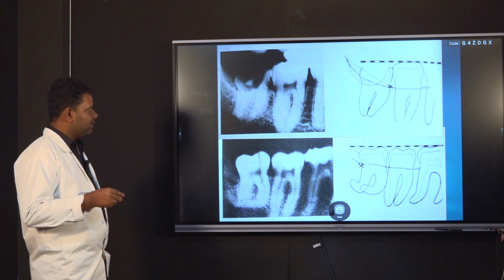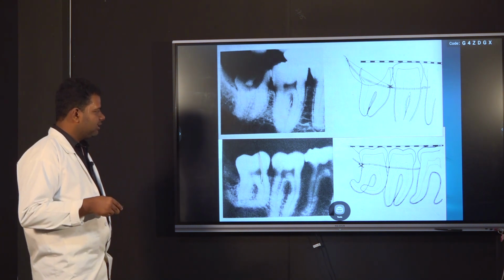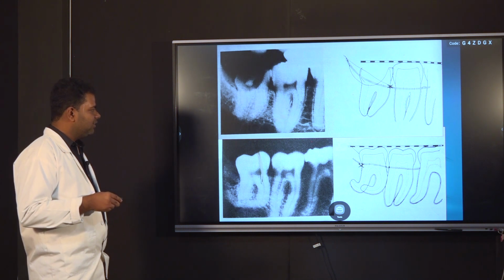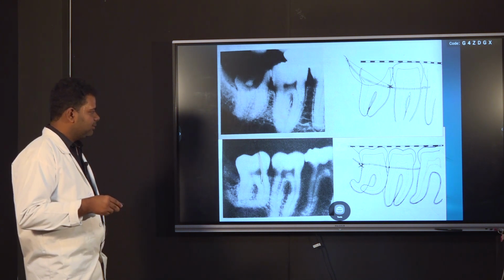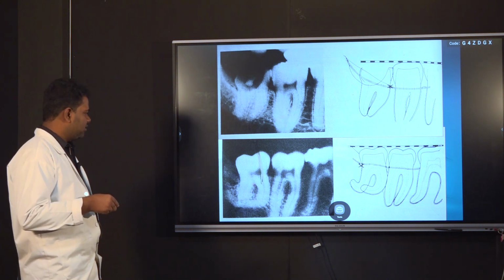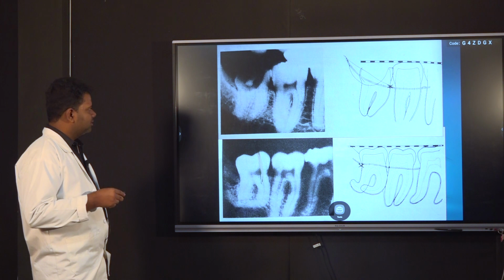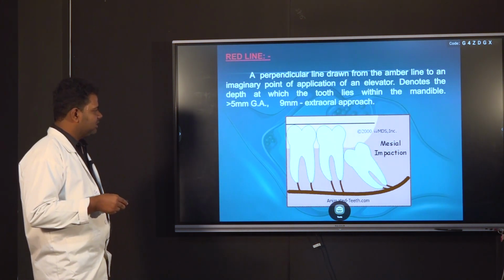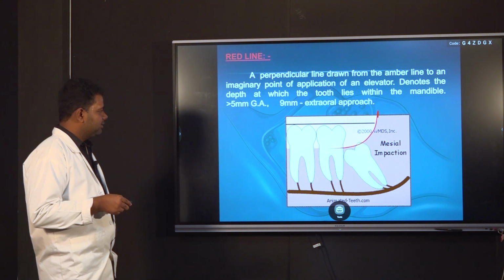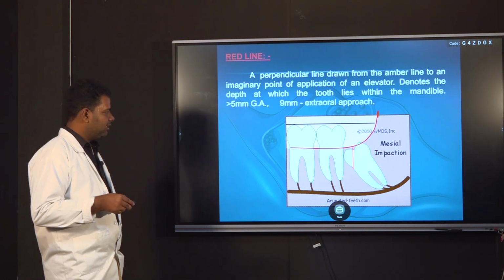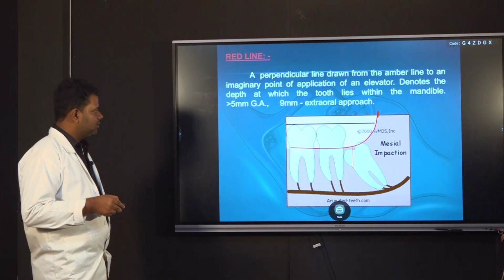It is common for all types of teeth except distoangular. In distoangular cases, the red line will be in the distal position, so we should place our elevator in the distal position for the removal of the tooth. Here, this is a distoangular impaction. Here the roots are nearer than the crown. This is the red line, the perpendicular line which is drawn below the amber line. So it notes the place where we should keep the elevator for the elevation of the tooth.